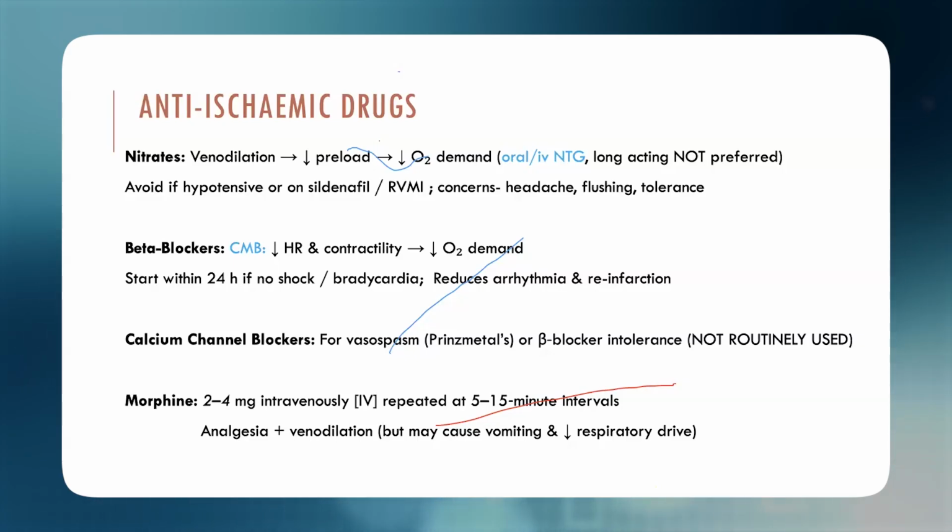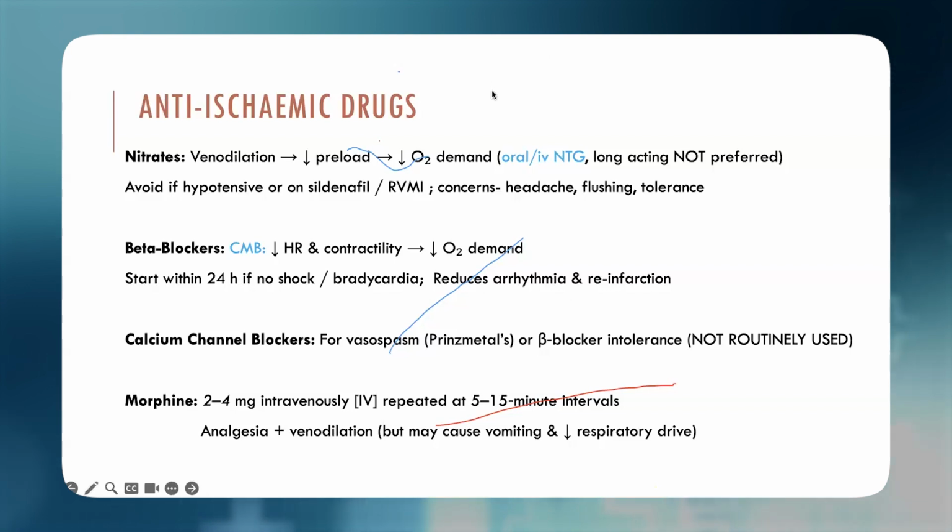The common three beta blockers used in MI: carvedilol, metoprolol, bisoprolol. All three can be used. Metoprolol, usually we use the short-acting ones during the acute stage. Decreases heart rate and contractility, decreases oxygen demand. Start within 24 hours if there is no shock or bradycardia. In first 24 hours, it reduces arrhythmia risk and reinfarction.